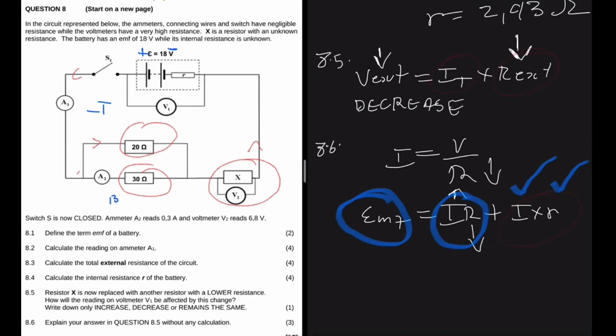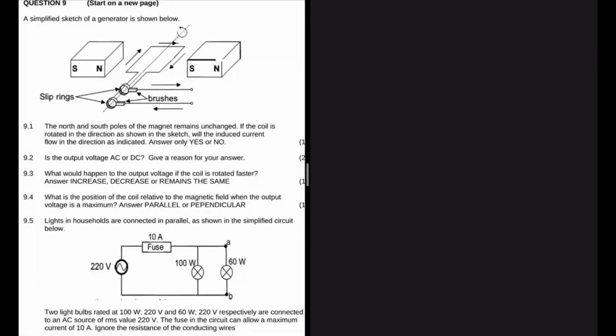same or goes up. A simple sketch of a generator is shown below, and then 9.1 says the north and south poles of the magnet remain unchanged. If the coil is rotated in the direction S shown in the sketch, will the induced current flow in the direction as indicated? Answer yes or no. So basically what they're asking us is to determine the direction of the induced current, right?